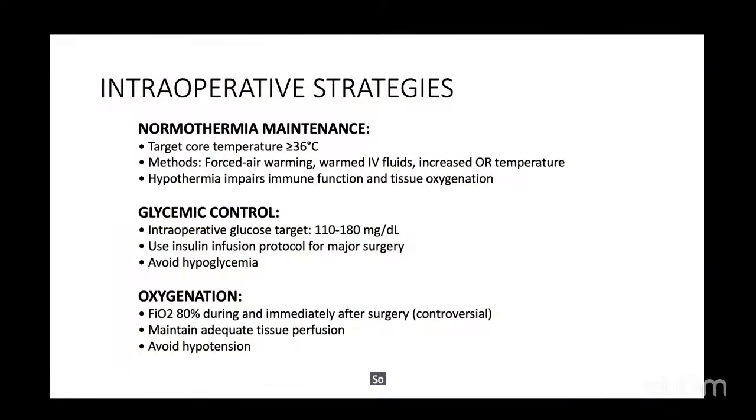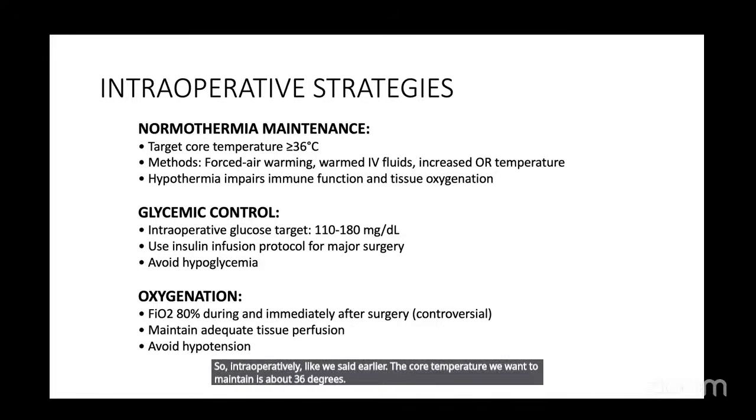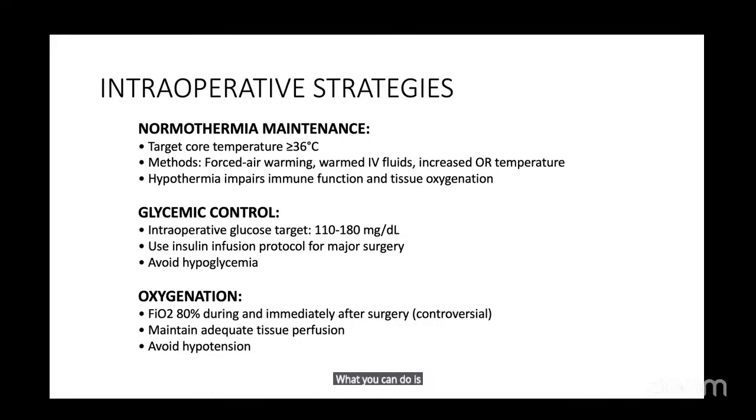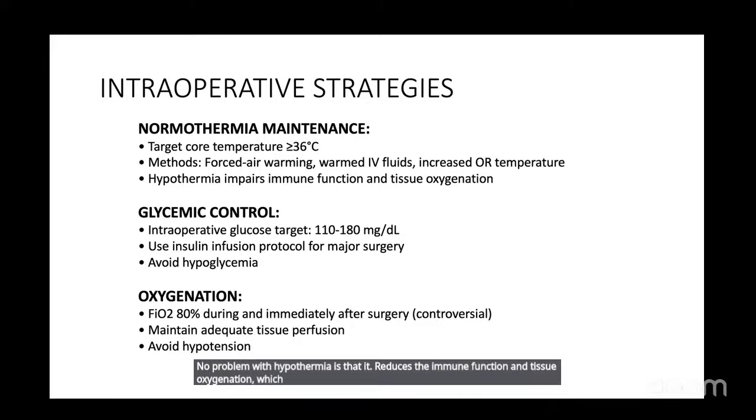So intraoperatively, like we said earlier, the core temperature we want to maintain is about 36 degrees. What you can do is forced air warming or give warmed IV fluids. Now, the problem with hypothermia is that it reduces the immune function and tissue oxygenation, which hampers wound healing.